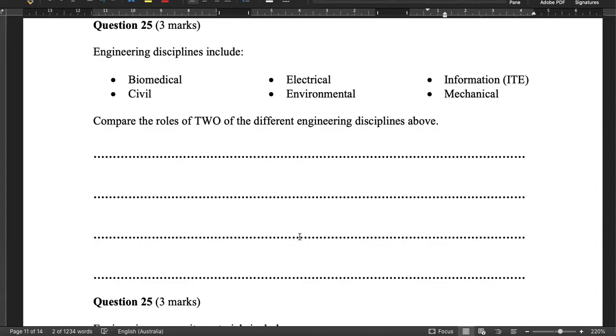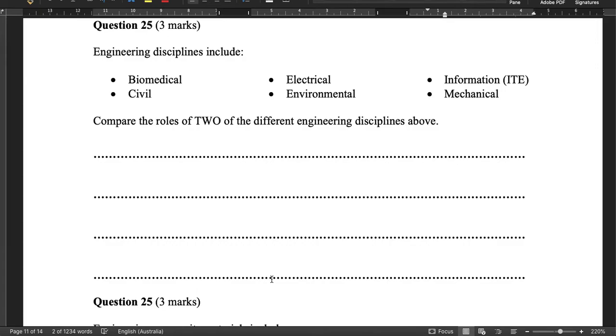Compare the roles of 2 different types of engineering disciplines above. So I might say civil and mechanical, and I'll say that civil and mechanical engineers both estimate forces and consider solutions to meet the needs of stakeholders. However, civil engineers work predominantly on structures and infrastructure, while mechanical engineers work predominantly on dynamic forces, so moving objects, and they work on things like machinery, large equipment. They could work on aeronautical projects, for example. That's the sort of thing I would give.